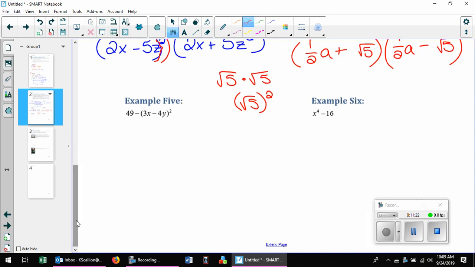Okay, so example 5 is ugly, but it's very doable. Is 49 a perfect square? Yes. Is the back end, the 3x minus 4y squared, a perfect square? Yes, it is. And are they subtracted? Yes, they are. So it meets all the criteria. So my first bracket is going to be 7, second bracket will be 7. One will be add. So what is the square root of this one? Okay, so 3x minus 4y. Are you going to be upset if I put those in little brackets? It makes a difference when we get here.